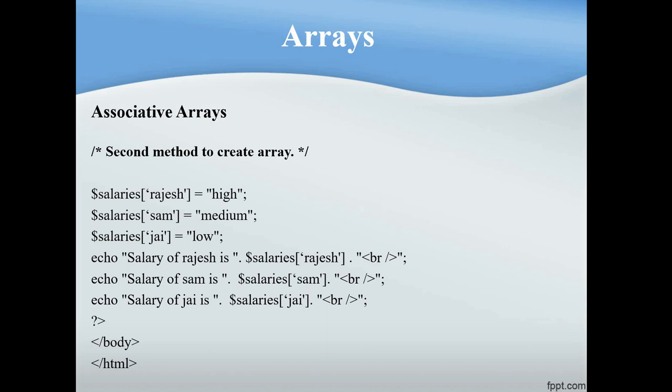And then the second method, like what we did in the numerical array, we can also give it separately by assigning salary Rajesh equal to high, salary Sam equal to medium, salary J equal to low. So I am assigning the value to the key independently, and then again I am printing by the same method. By using the key we can get the value. So this is the way to create the associative array.